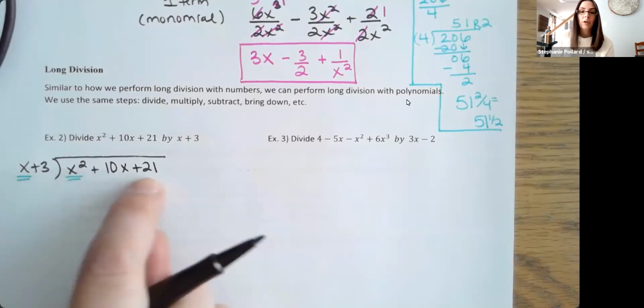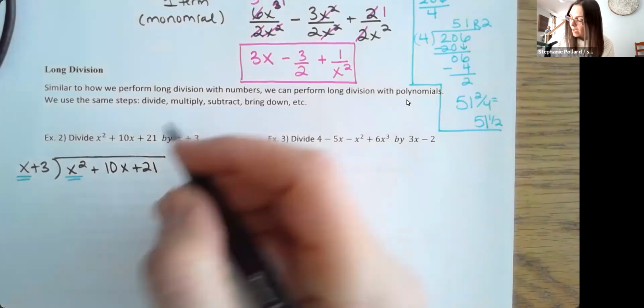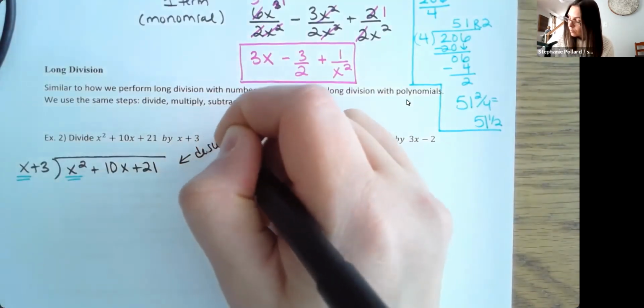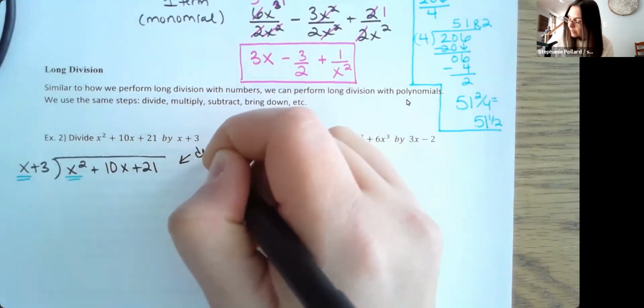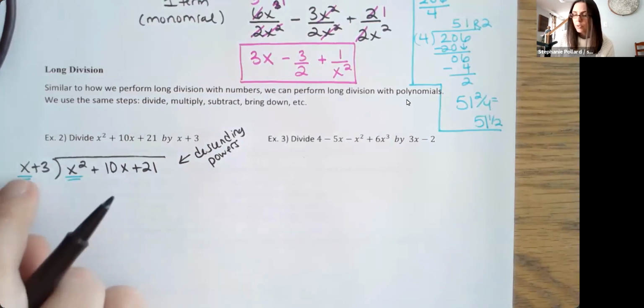2, 1, and then your number at the end. That's going to be the easiest way for you to divide. So make sure you have, we call it descending or decreasing powers when you divide. So now you focus on the first 2, right?